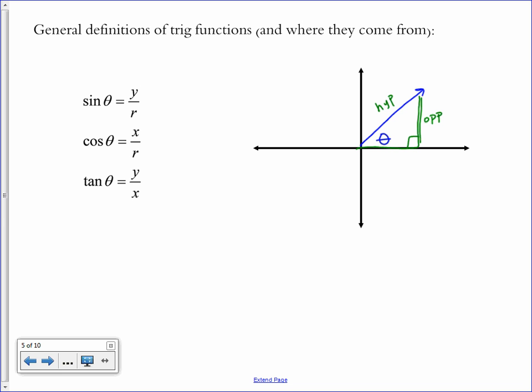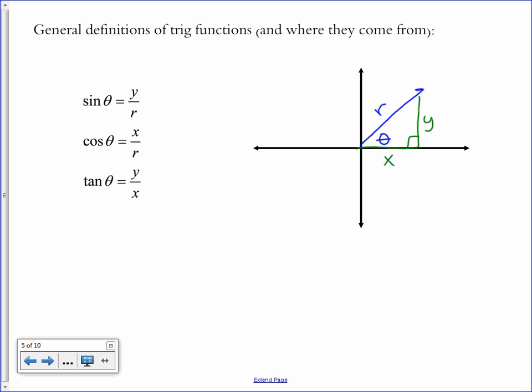Instead of referring to these as opposite and hypotenuse, these new definitions refer to them as y for the opposite length. And hopefully it makes sense why we would call this length a y value. It's a vertical length on the coordinate plane. Anything that's a horizontal length on the coordinate plane, we would call x, which is why in the cosine definition, instead of calling it the adjacent side, they're going to call it x. And then instead of calling this the hypotenuse, we call it r, which comes from radius.